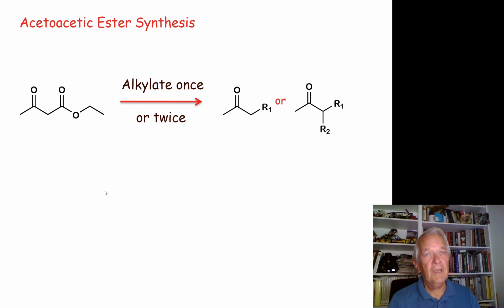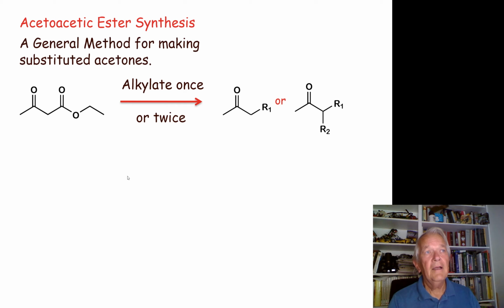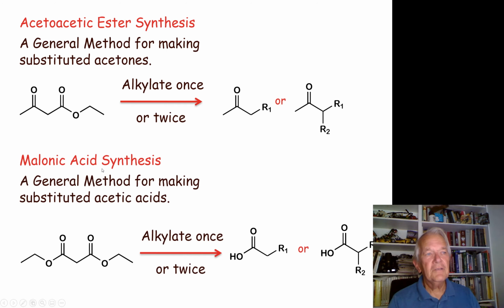So we can put these together. The acetoacetic acid ester synthesis is a general method for making substituted acetones. You alkylate once or twice. The malonic acid synthesis is a general method for making substituted acetic acids. You alkylate once or twice. So these are kind of fun reactions, and the problems below will give you some chances to practice.